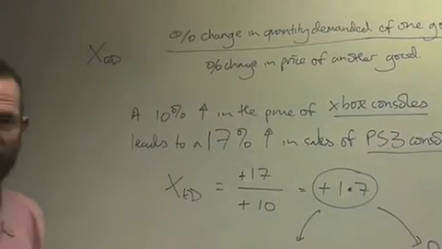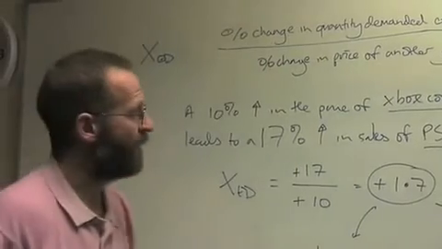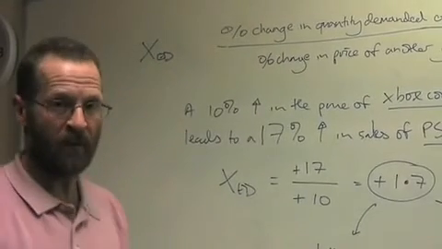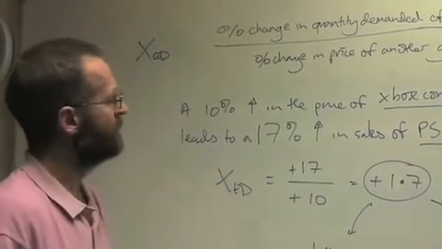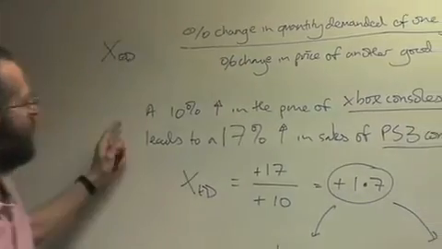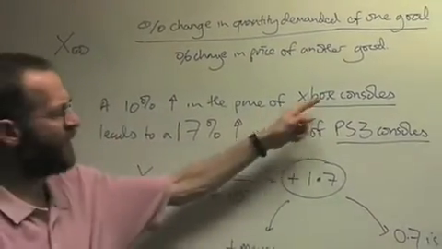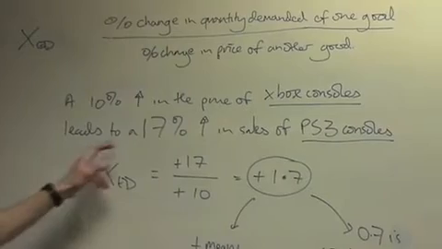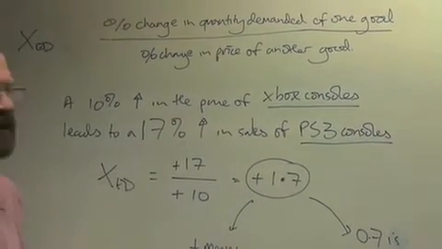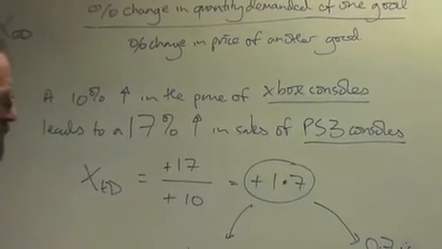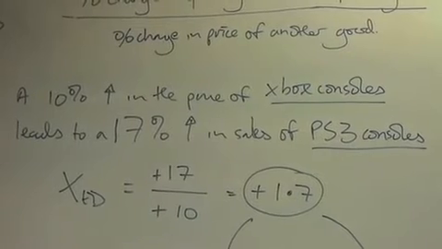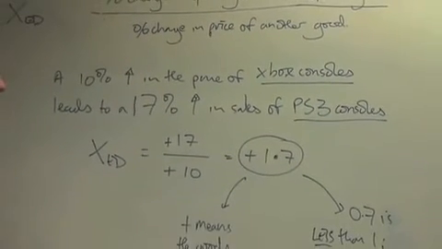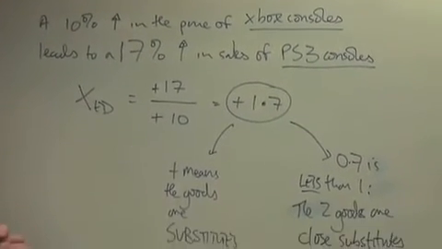The other possibility when looking at cross-elasticity of demand is not that the goods are complements, but that the goods are substitutes. So here's an example of this. A 10% increase in the price of Xbox consoles leads to a 17% increase in the sale of PS3 consoles. So these are two different ways of playing arcade games, therefore they are substitutes.